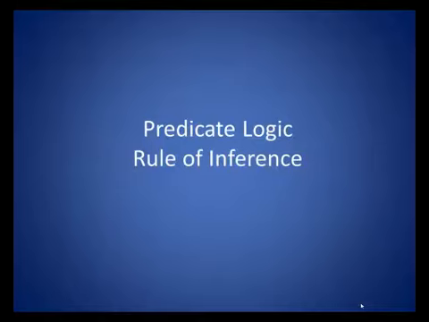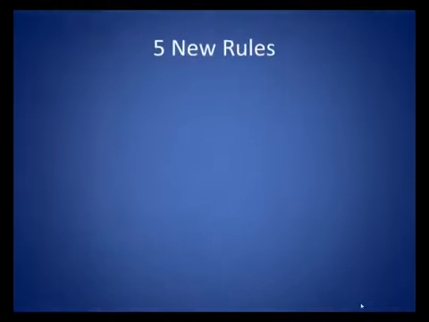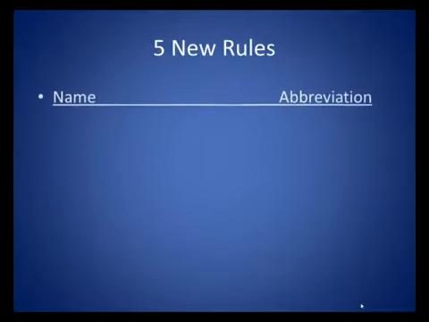We're going to talk about predicate logic, rules of inference. So we're adding on to what you already know. In previous chapters, we've introduced the rules of implication and the rules of replacement. Now that we're doing predicate logic, we need some additional rules. So we're going to talk about 5 new rules in particular.